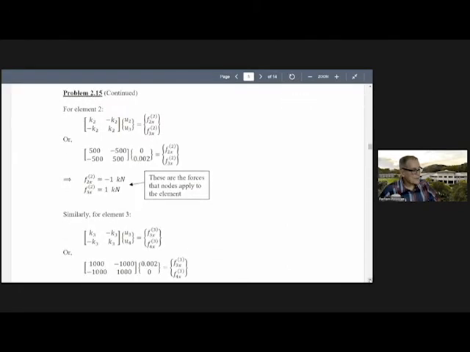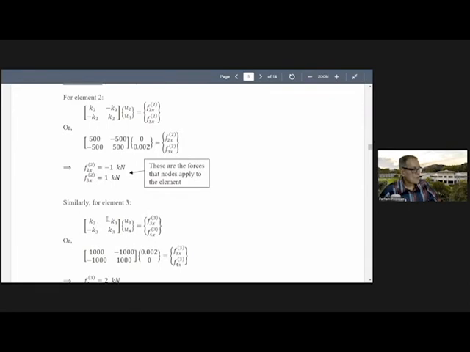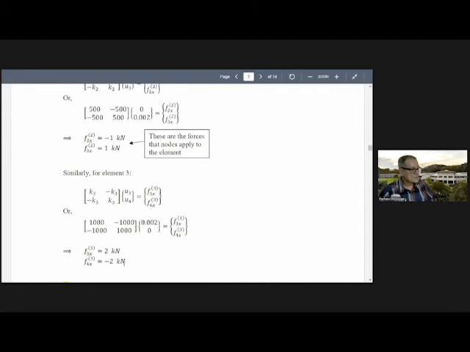For element 3, this is K3, negative K3, negative K3, K3. Displacement U3, U4, it is equal to force vector. Displacements of node 3 and 4, we found for displacement of node 3 already. That was 0.002, and this node 4, it is attached to the wall. This is the force vector. Multiplying, we get 2 and negative 2.